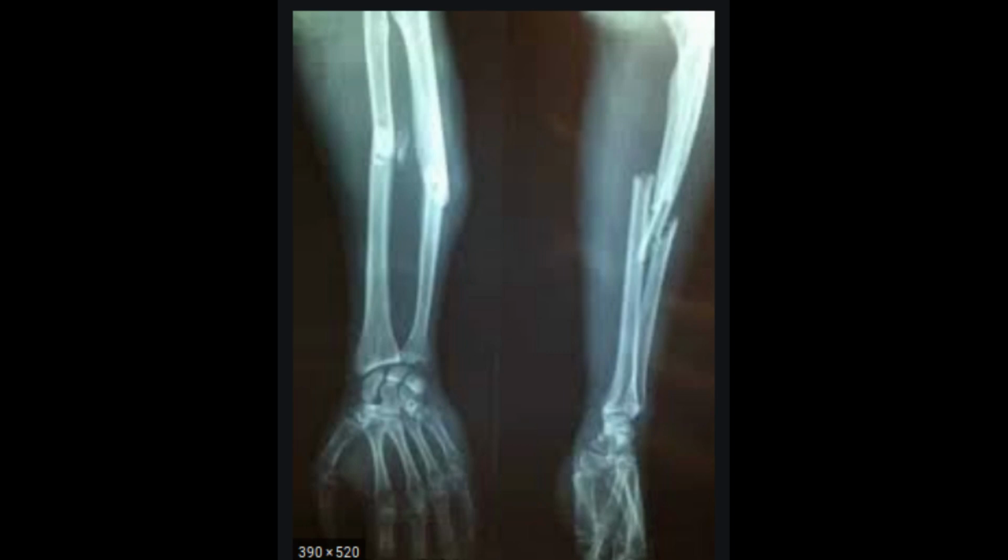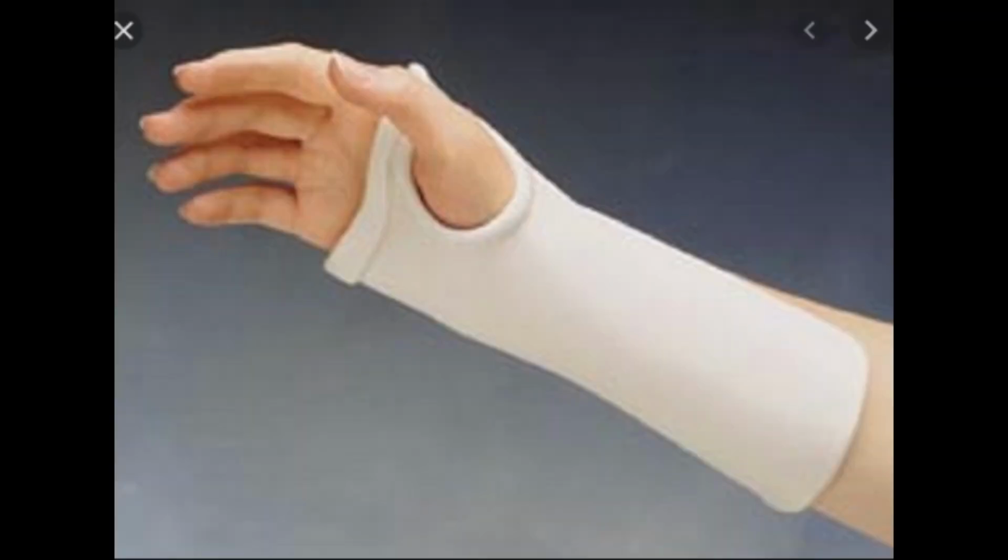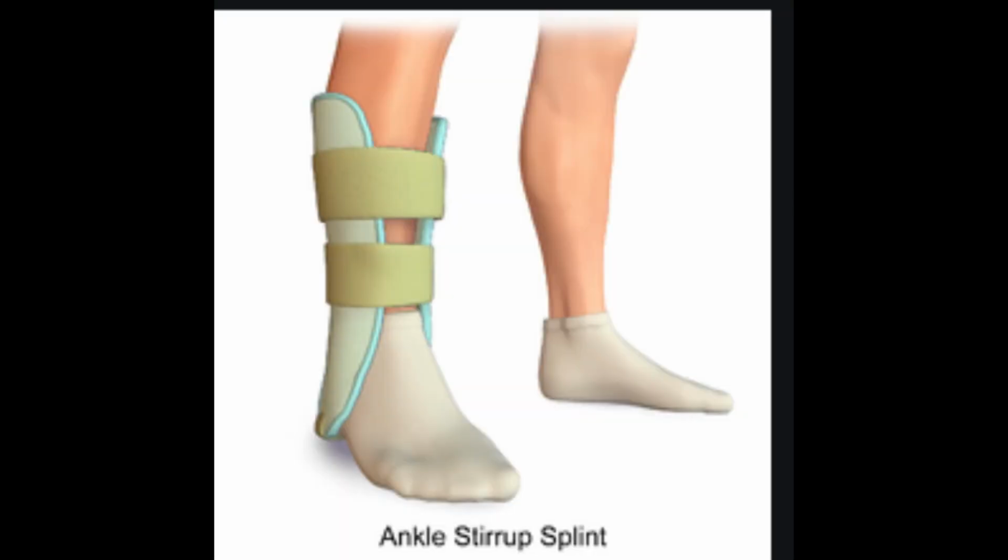A person whose bone is fractured should be taken immediately to the hospital. The broken part should not be moved. Tie the bones with a splint that helps to block its movement. Look at the picture. This is a splint. Now you may understand what a splint is.